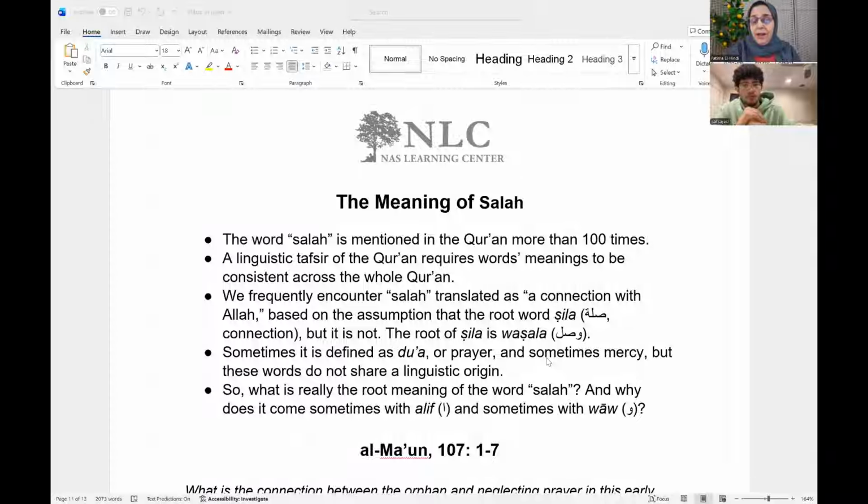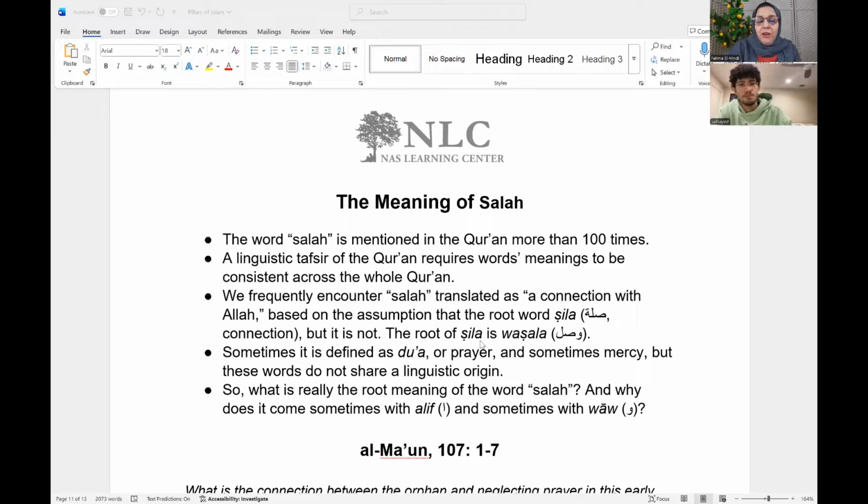There is an ayah that says, Inna Allah wa malaikatuhu yusalluna ala nabi. And here is Allah praying. They tell you, no, no, no, in that ayah it means mercy. But mercy is mentioned in the Quran, rahmah. The Quran could have used rahmah. You see what I mean? But these words do not share a linguistic origin. Rahma has a different root word, rahim.